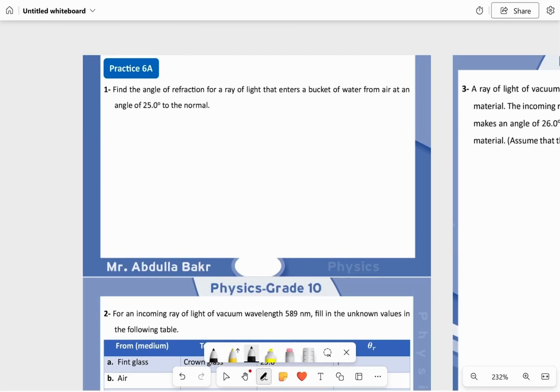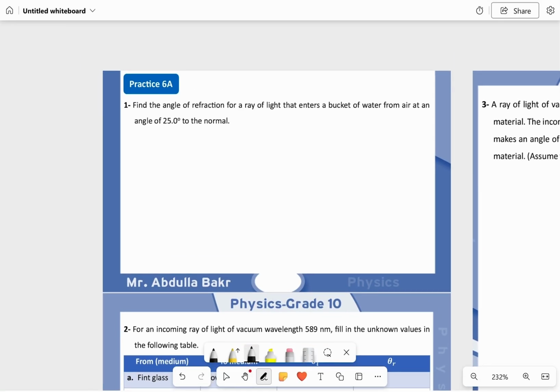Hello everyone, we have practice 6A, question 1. Find the angle of refraction, so we need theta r, which is unknown, for a ray of light that enters a bucket of water from air. So we know it is entering a bucket of water, and it's going from air to water.